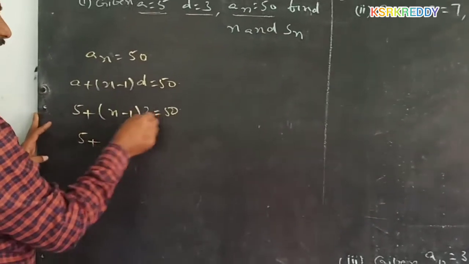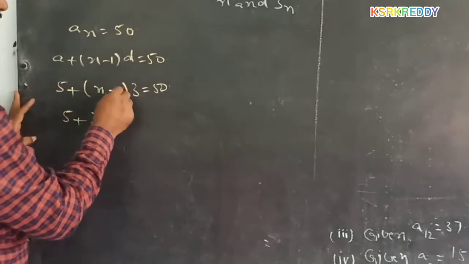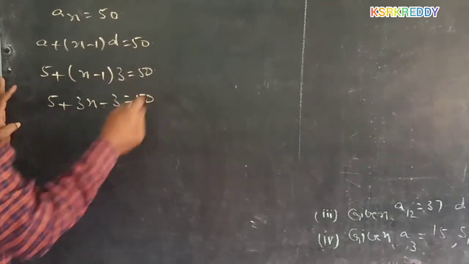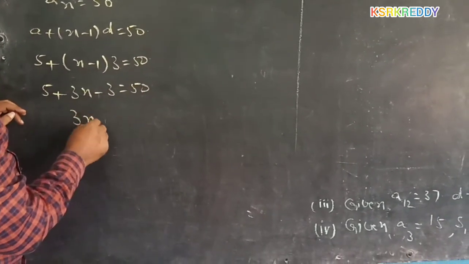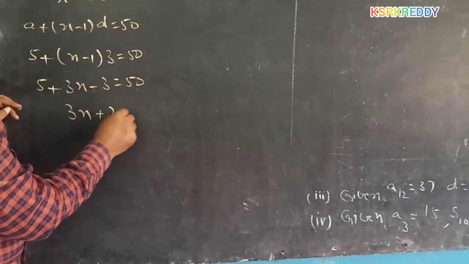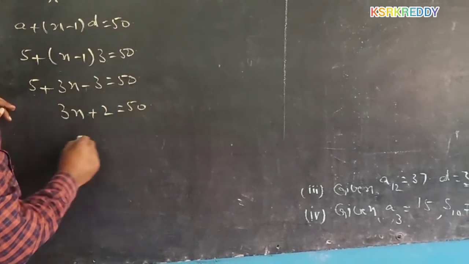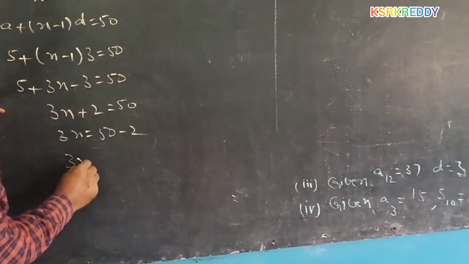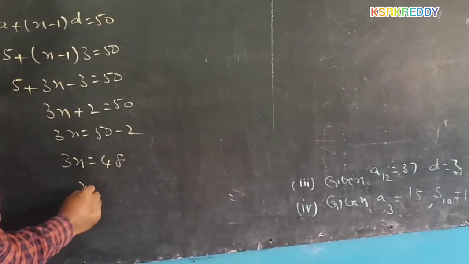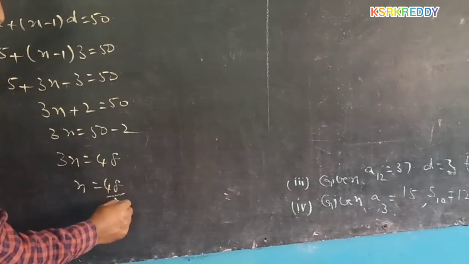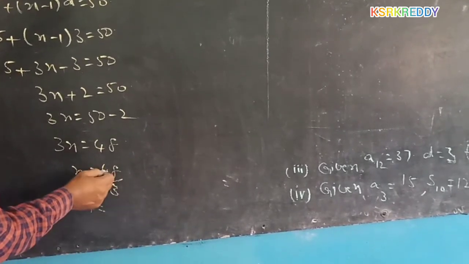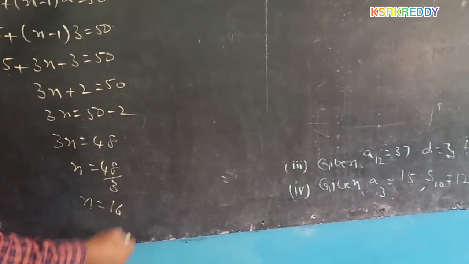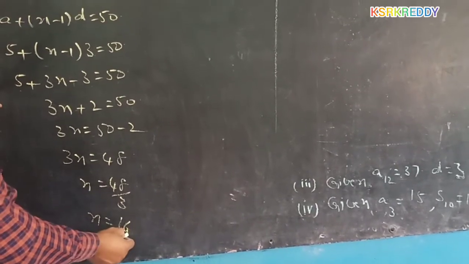5 plus 3 into n, 3n minus 3 ones are 3, is equal to 50. Then 3n, 5 minus 3 is the value plus 2, is equal to 50. So 3n is equal to 50 minus 2. 3n is equal to the value 48. n is equal to 48 by 3. n is equal to 16, since 3 sixes are 18. So n equal to the value 16.